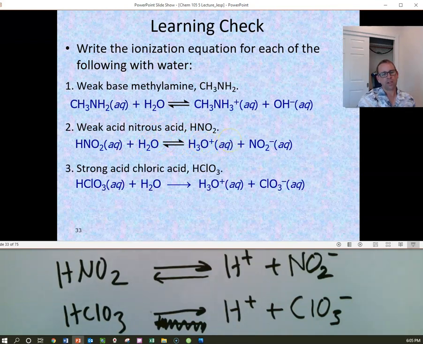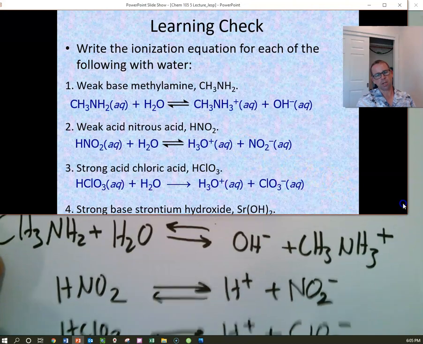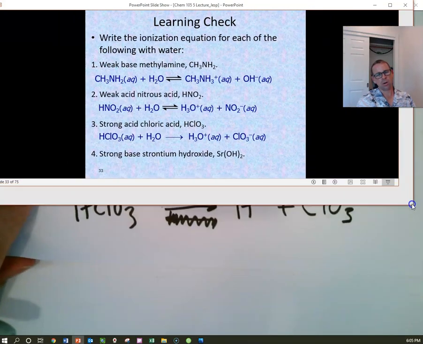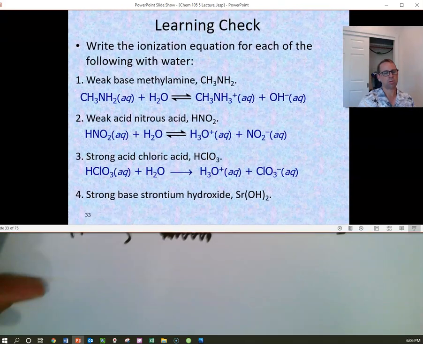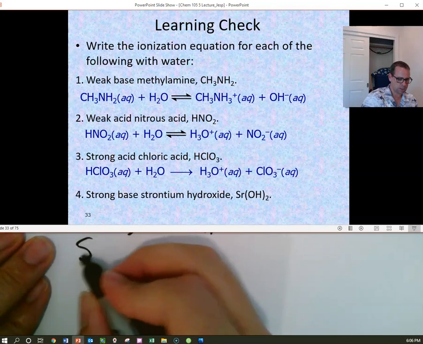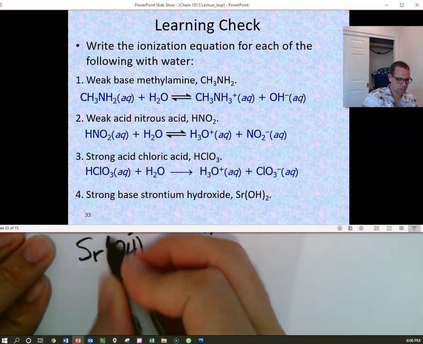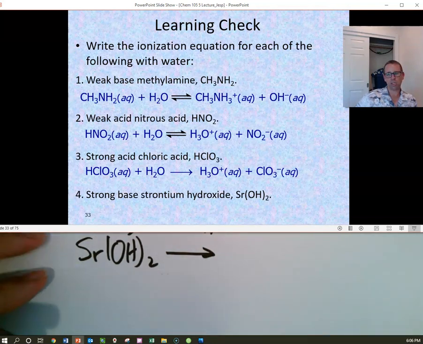All right, so the last one here is a strong base. It's strontium hydroxide, Sr(OH)2. Strong, so it's going to completely dissociate. What are the resulting ions going to be?